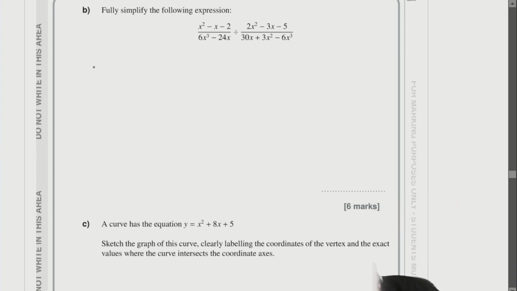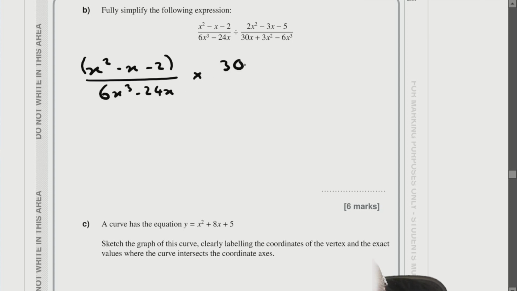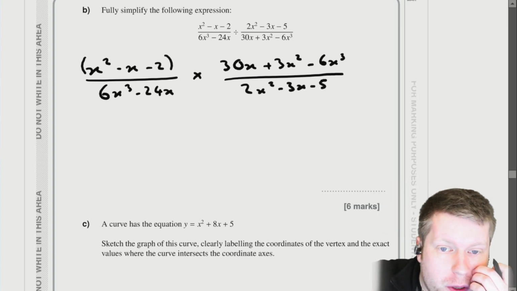First thing which we need to do is realise the division should be treated as a multiplication. So we get (x squared minus x minus 2) over (6x cubed minus 24x). Then we're going to multiply this by (30x plus 3x squared minus 6x cubed), all divided by (2x squared minus 3x minus 5). Actually, this is where most people scored their marks.